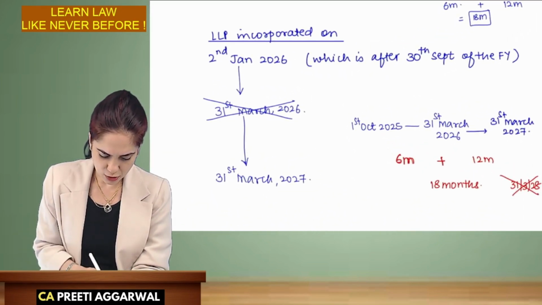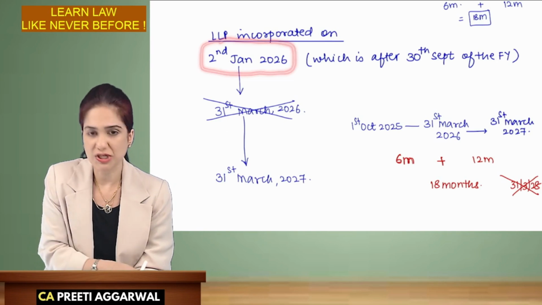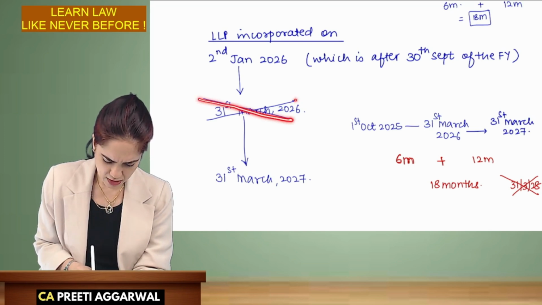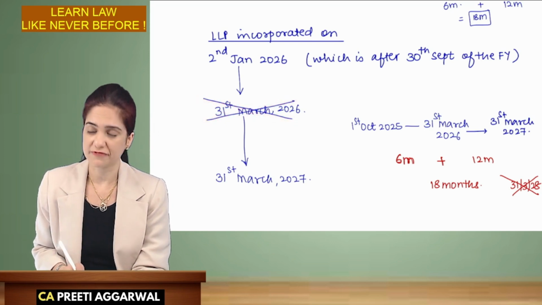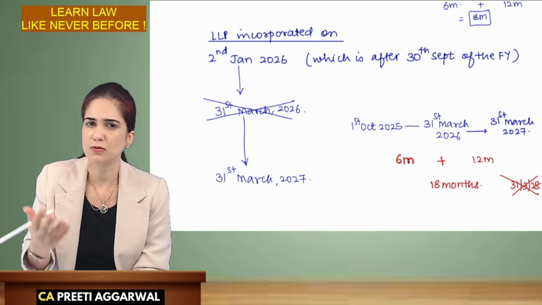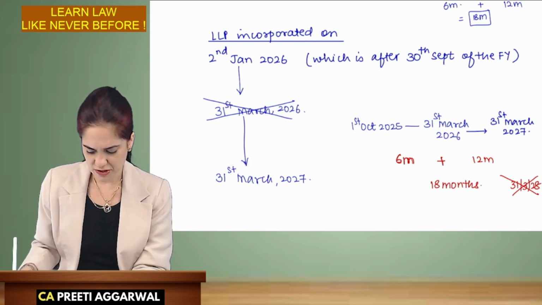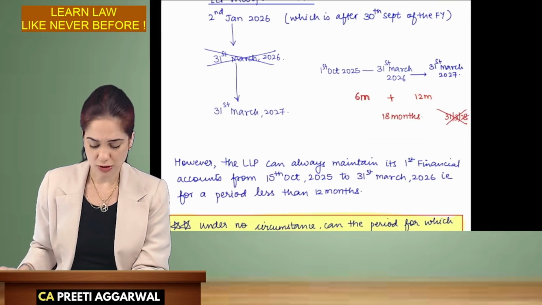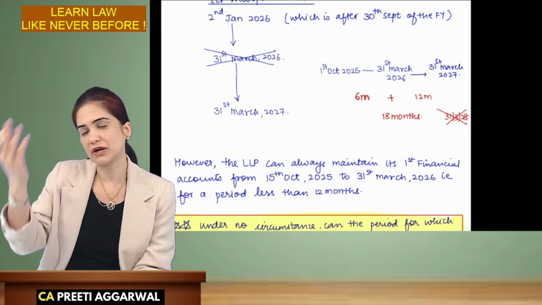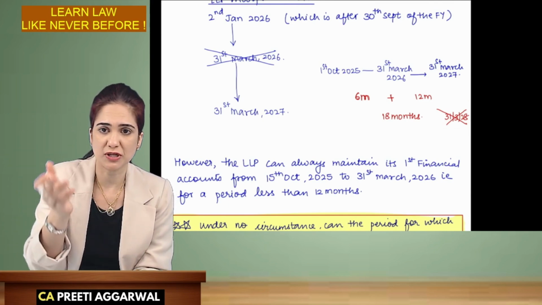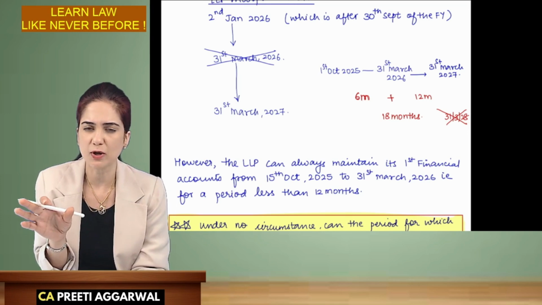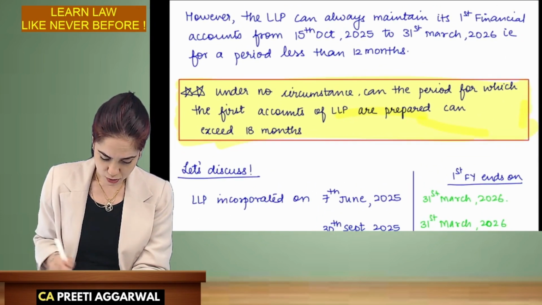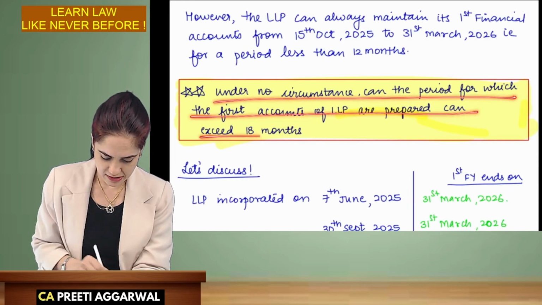So if the company is incorporated, let's say on 2nd of January 2026, which is after 30th of September, you may not close the accounts on 31st March 2026. Instead, you can close the accounts on 31st March 2027. Under no circumstance can it exceed 18 months. So you cannot say, no, now I will move to another one year and end my first financial year in 2028. No, that's not possible. It cannot exceed beyond 18 months. Also, this applies only to the first financial year, not subsequent. So, under no circumstance can the period exceed 18 months.